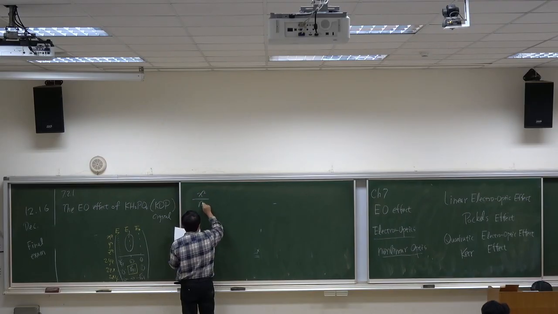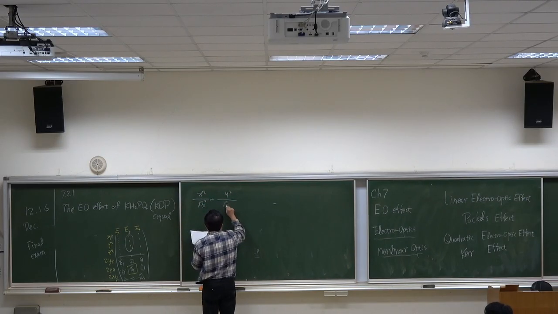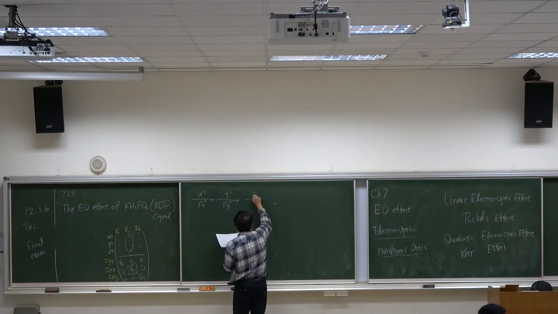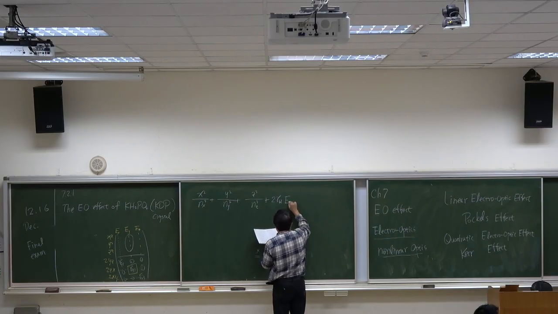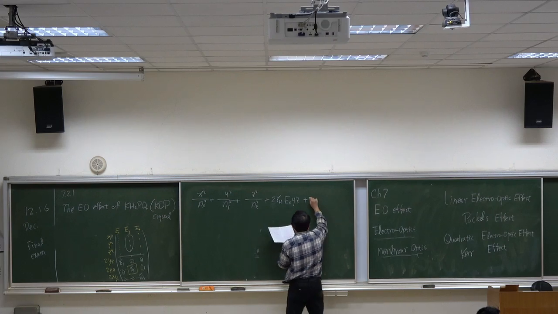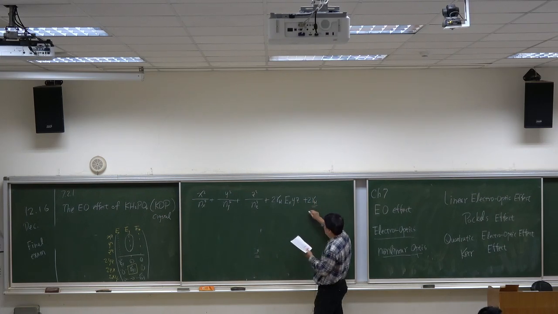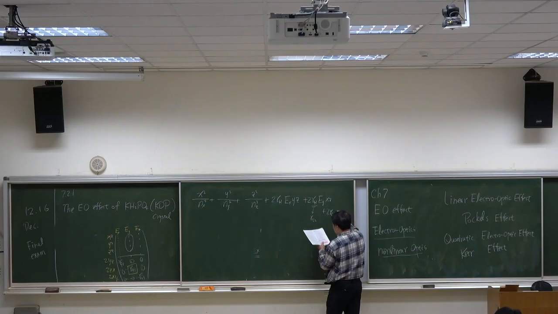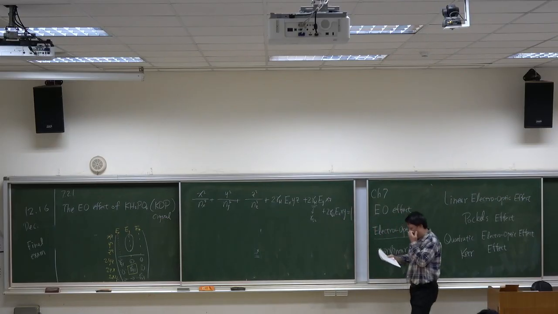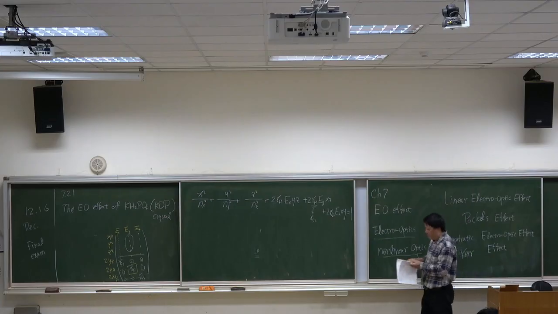Now let's look at how to do this concretely. So now we have x squared over nx squared plus y squared over ny squared plus z squared over nz squared plus 2R41 times EX YZ plus 2R41, in fact it is R52, times EY XZ, and then plus 2R63 times EZ XY equal to 1.